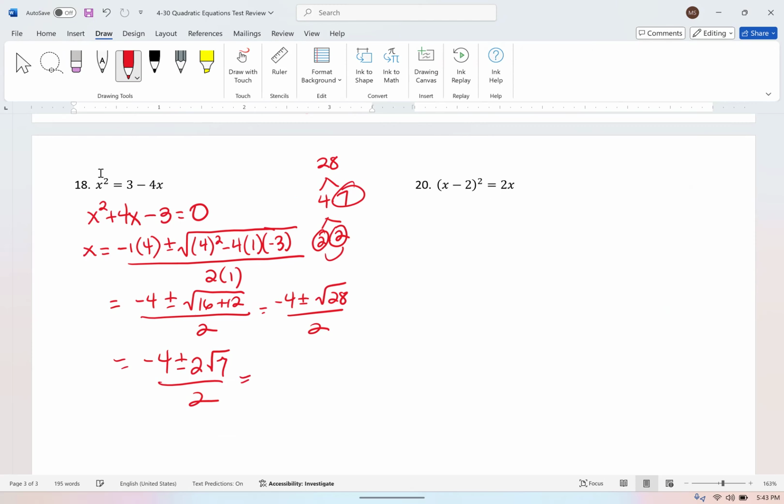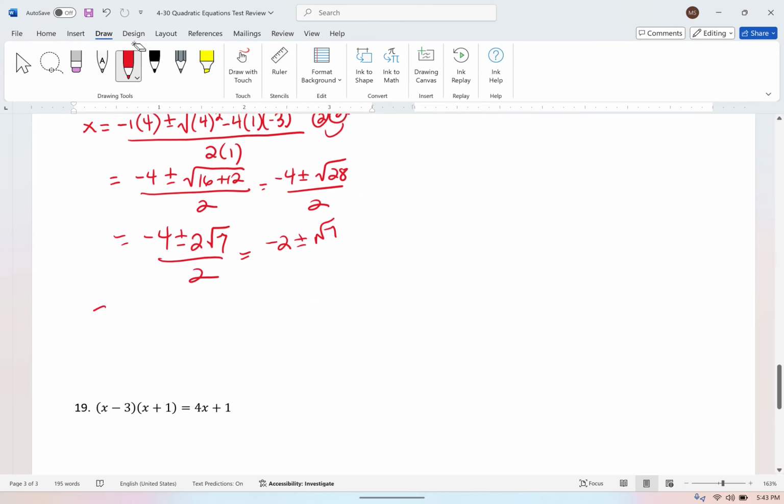All right, now we have a common factor of 2. Negative 4 divided by 2, 2 square roots of 7 divided by 2, and 2 divided by 2, which of course we're not going to actually put over 1. So it'll just be negative 2 plus or minus the square root of 7. So in set notation, negative 2 minus the square root of 7 and negative 2 plus the square root of 7.